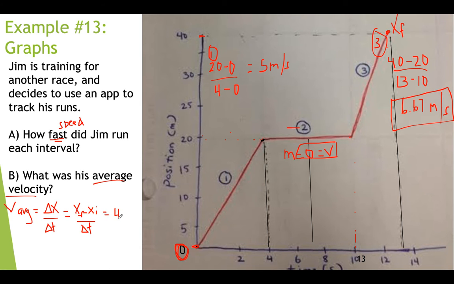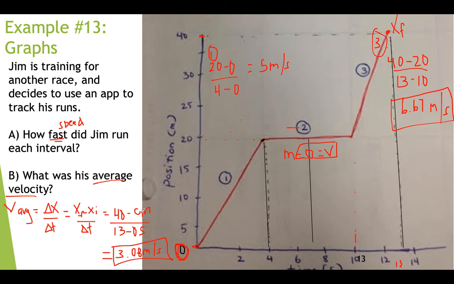So I'm going to take 40 minus 0 meters and divide by my change in time. I start at a time of 0, and we end at the time of 13 seconds. So delta t is going to be 13 minus 0 seconds. We plug that into our calculator. We get 3.08 meters per second.